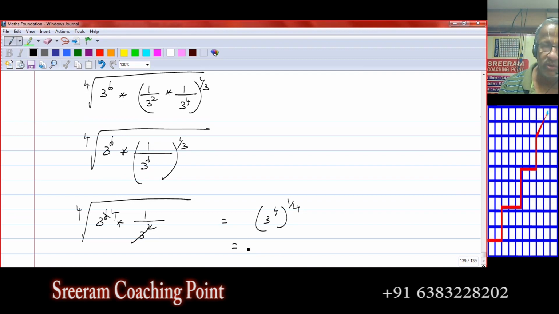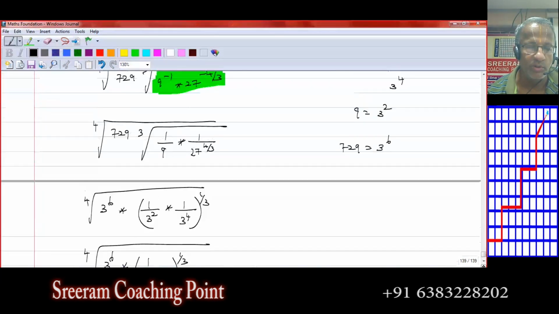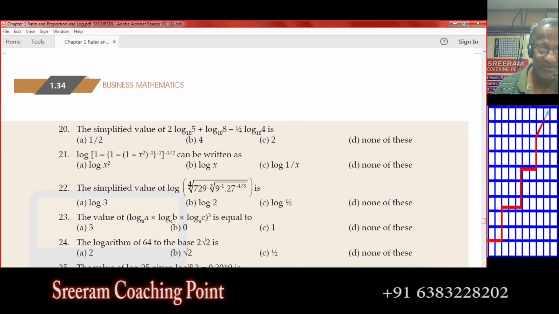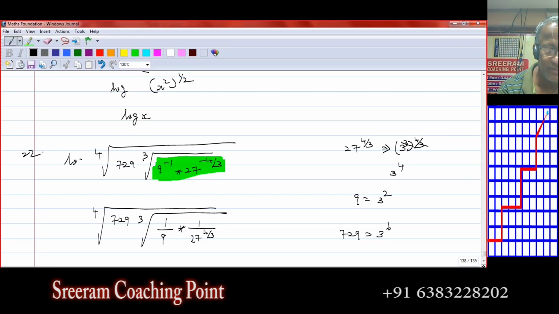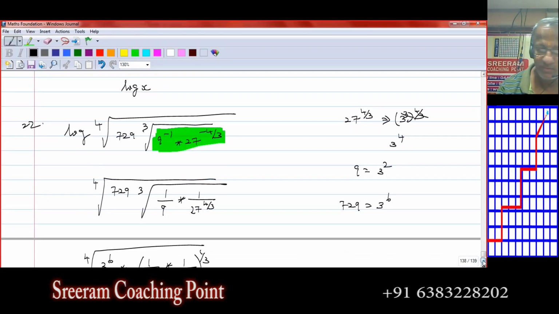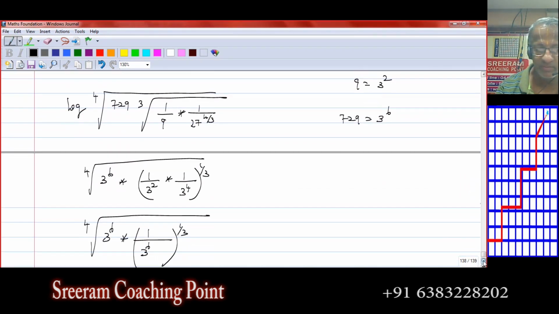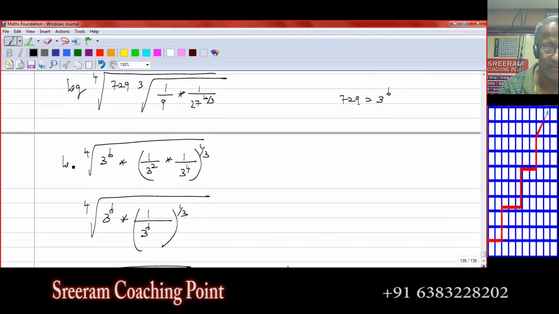So therefore, this becomes, in all these places we have forgotten to put log there. Log of. See, actually this is an indices problem. They have just simply put log there.